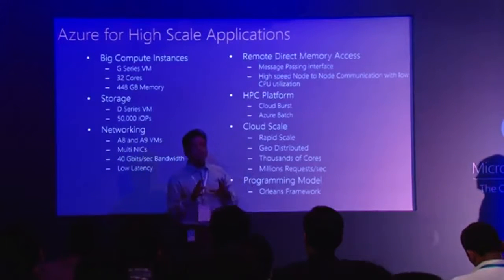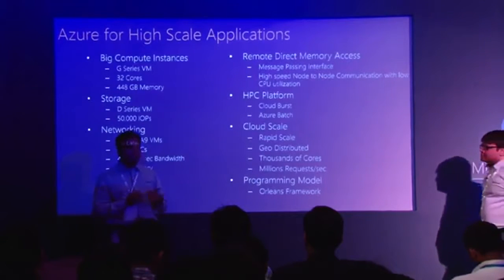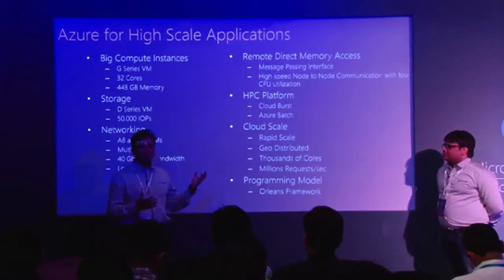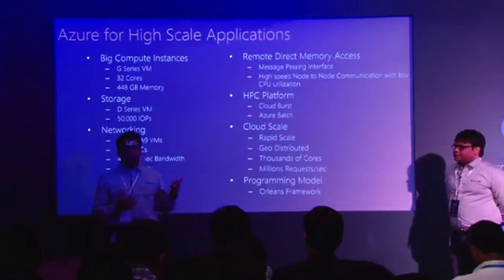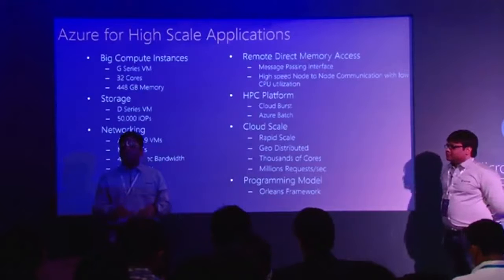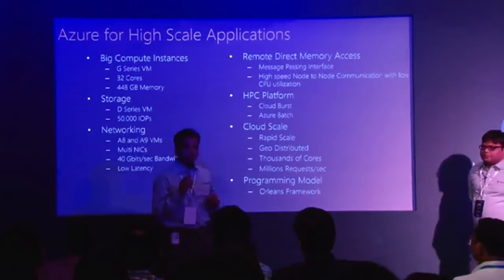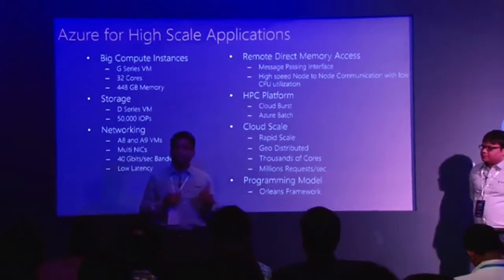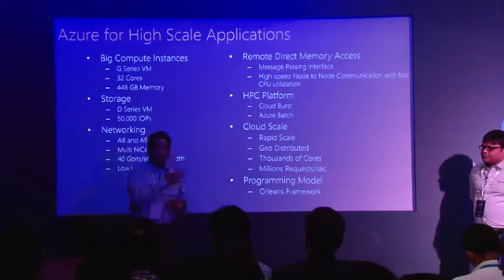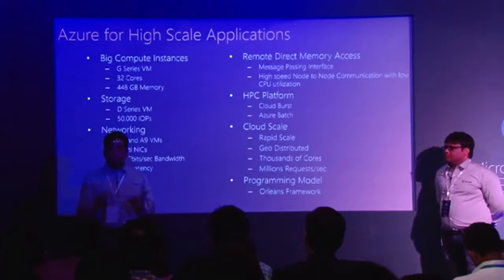From our perspective, we categorize into different areas. When you look at high scale, how do we address it? We can address it from a compute perspective. From compute, we look at 32-core CPU and 448 GB RAM. This is the largest compute that's available in the cloud today, and it's dedicated cores, no hyper-threading on Azure. There are two flavors: 32 cores with hyper-threading and 32 cores with no hyper-threading, dedicated vCPUs.